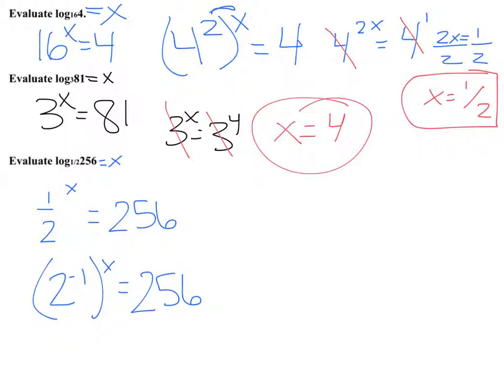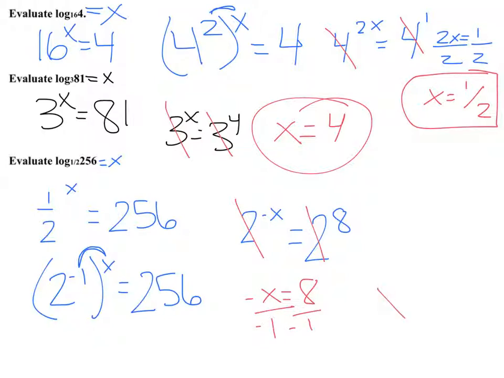256. So now I'm just looking for what can I actually rewrite. So I know I can rewrite 256 as 2 to the power of 8. So I have 2 to the power of negative x, because I can distribute the -1 to the x and get negative x, equals 2 to the power of 8. Now that my bases are the same, I can go ahead and cancel them. And negative x equals 8, but I don't want negative x, so I'm going to divide both sides by -1, and x equals -8.